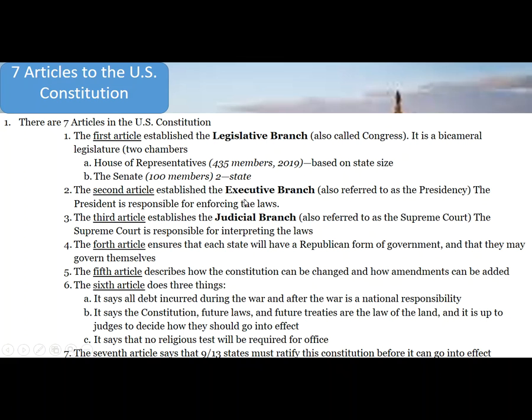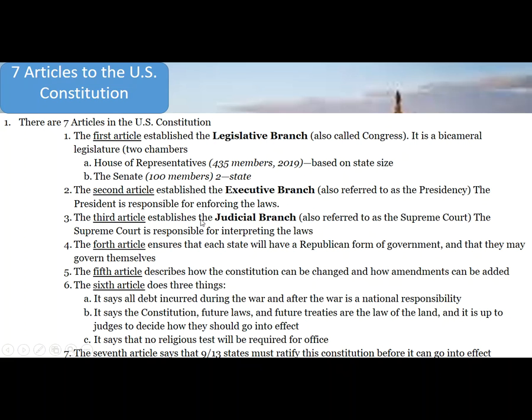So what can the president do? The president can negotiate with foreign governments. The president is the commander-in-chief. And it also talks about who can be the president. Under the Constitution, you have to be 35 years old, for example.